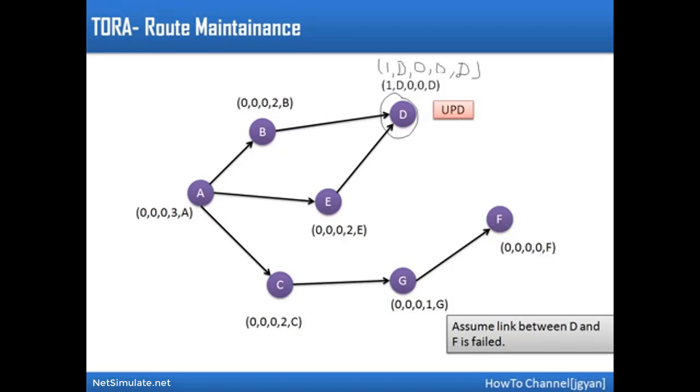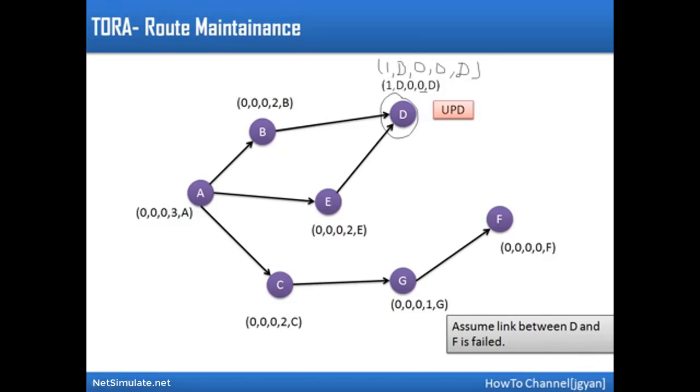1D00D. So how do we read it? 1 means this is a new reference, this node has created new information, so this 1 represents new information. D, the second attribute, specifies who created this information, so node D has created this information. The third bit, which is 0, is the reflection bit. The fourth is the height. What is the height of this node? We are saying the height of this node is 0, and the ID of this node is D. So D will set a new reference level.